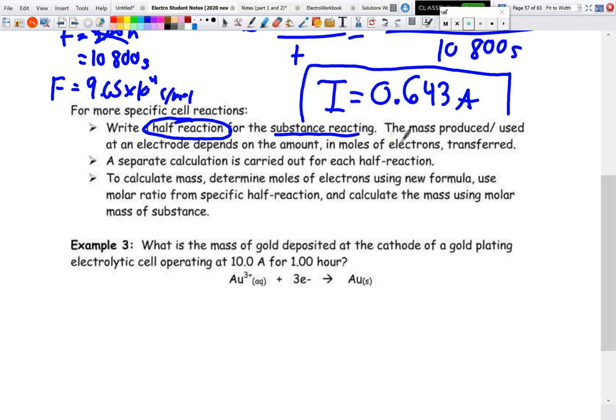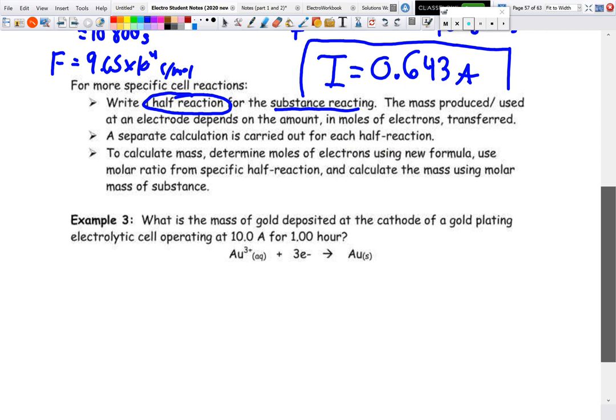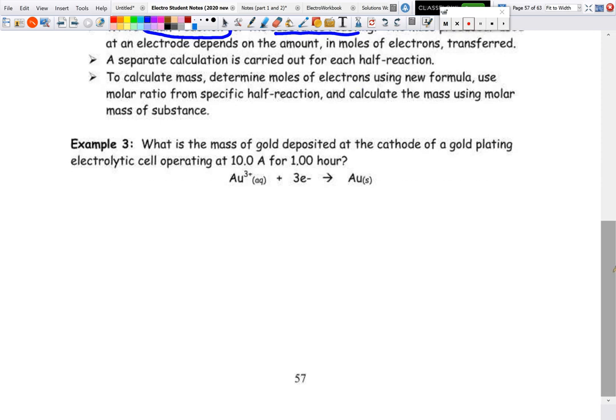So we're normally going to be asked for the mass produced or used, and the electrode depends on the amount of moles transferred. So a separate calculation is carried out for each half reaction, and to calculate the mass, determine the moles of electrons using the new formula from the ratio, and we just do it in all of our normal stoichiometry steps. So we've done stoichiometry with titrations. There you go, forgot that word for a second. So now we're just going to deal with cells.